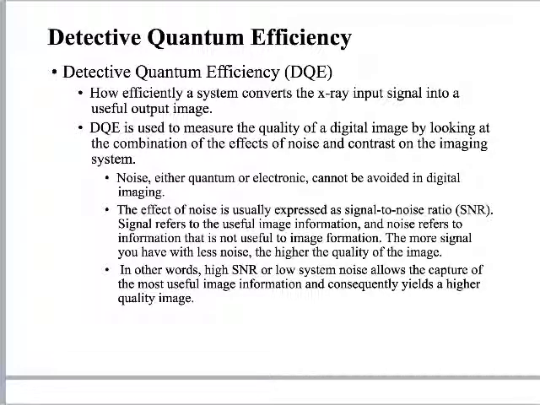As a rule, digital radiography systems have a higher DQE than computed radiography systems. For all the reasons that we've described, they're just less messy. CR has a whole bunch of steps to it. DR only has a few steps, so it has a higher efficiency.